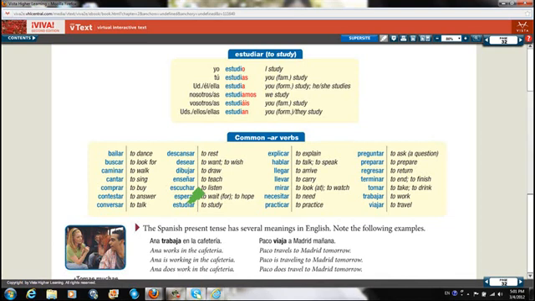Escuchar is to listen, and it's really to listen to. You can put the to into the word itself. So let's say I want to say I'm listening to music, or I listen to music. How about I listen to music in the morning? Yo escucho la música. How do we say general time in the morning? Por la mañana. Excelente. Yo escucho la música por la mañana.